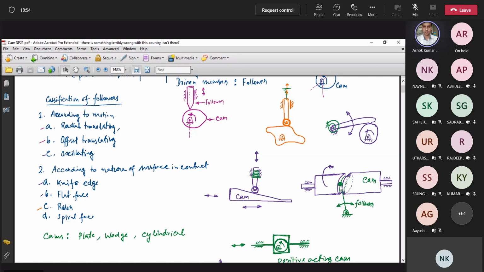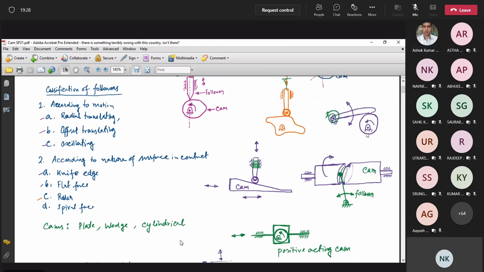You put a slider kind of object within that groove, which is connected to this follower. So when this cylindrical object rotates, this distance will never change. The slider has to go this way or that way because it has to stay in the groove. So this is a follower which is an oscillating follower, but the cam is a cylindrical cam.